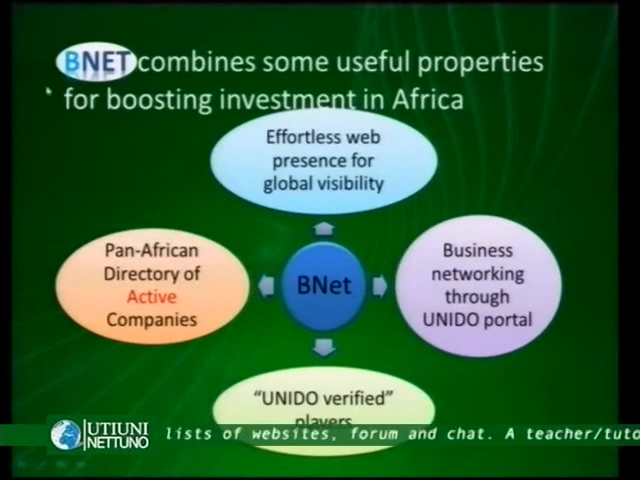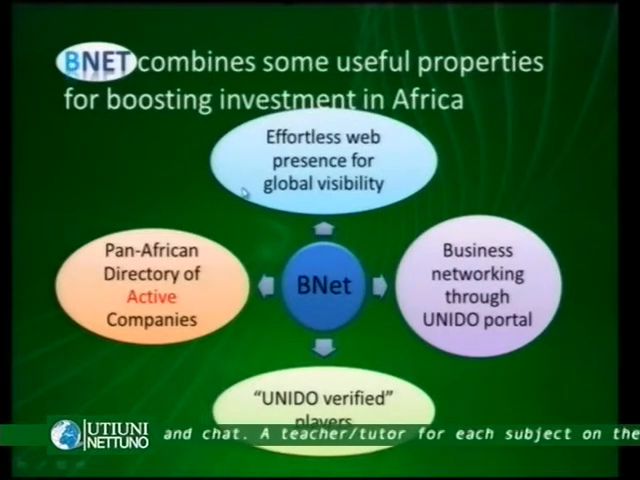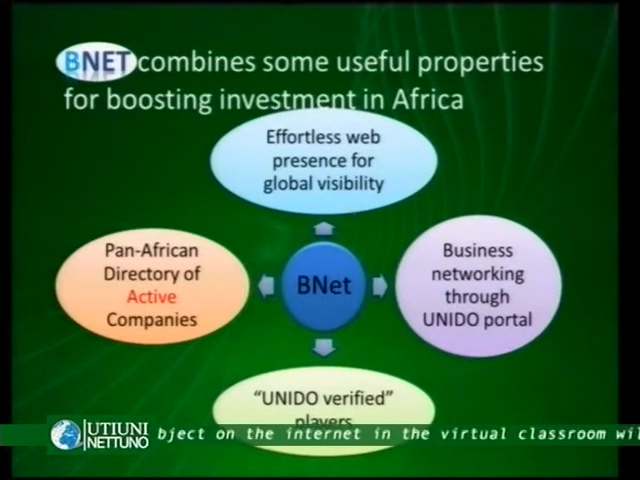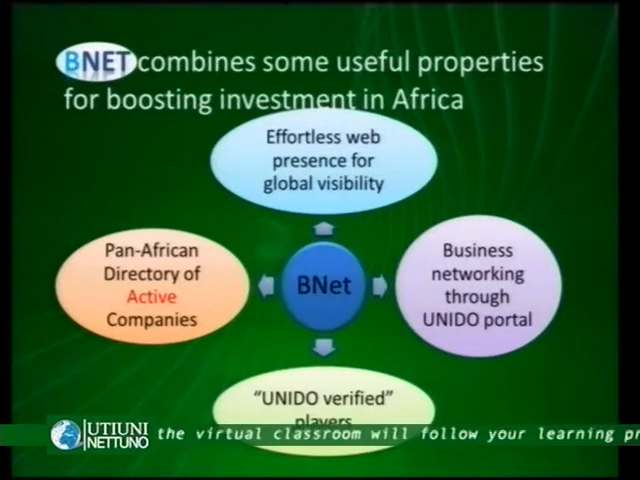BNet combines some of the useful properties for boosting investment in Africa. Through BNet, companies will effortlessly have a web presence for global visibility. On the website investment.unido.org, companies will be able to have a pre-designed website that we've designed for them, and all they need to do is upload their information, their photos, etc., and they have a website. Anybody who's looking for a company with their specification will be able to find them, identify them, and contact them.